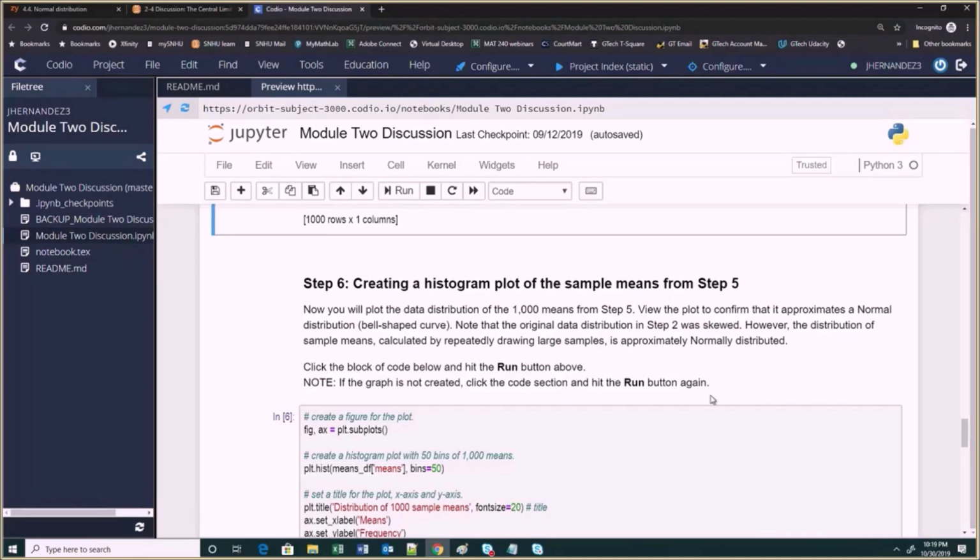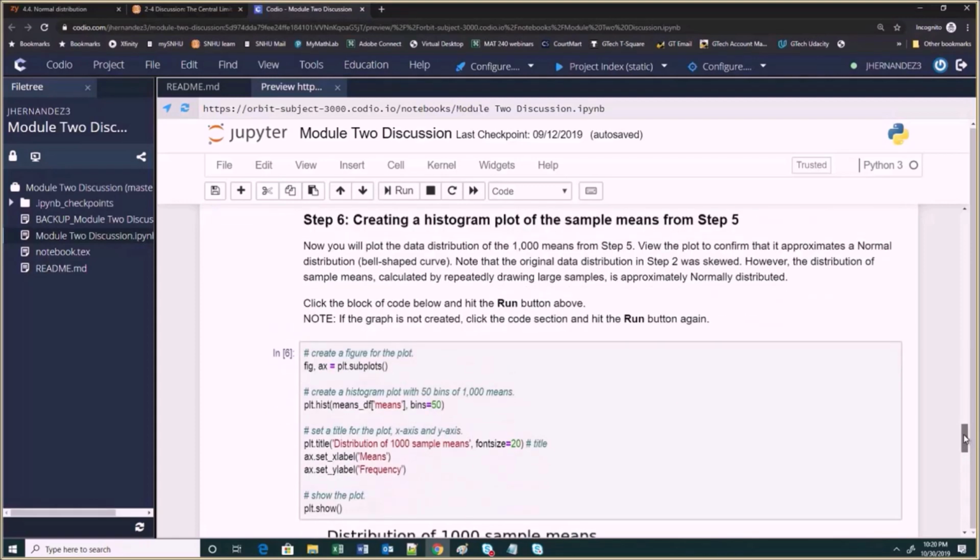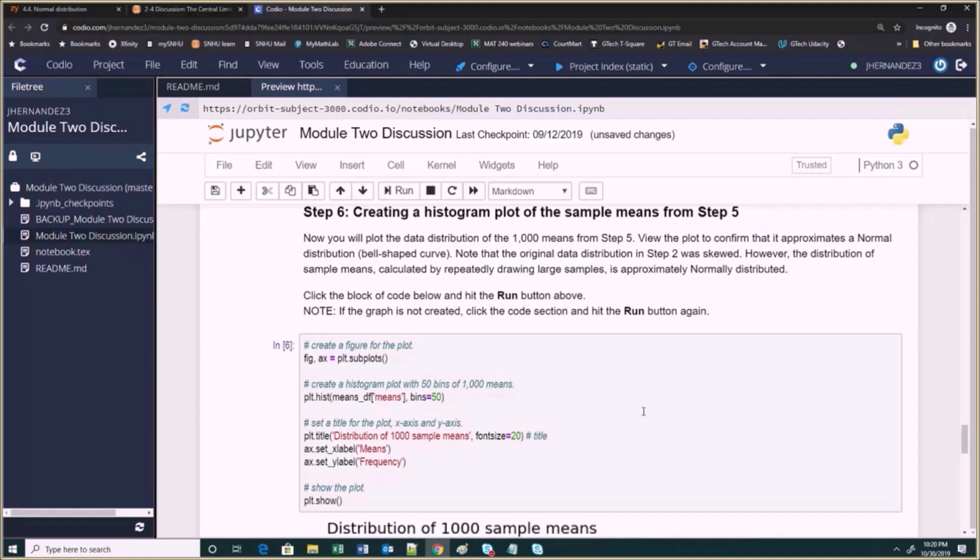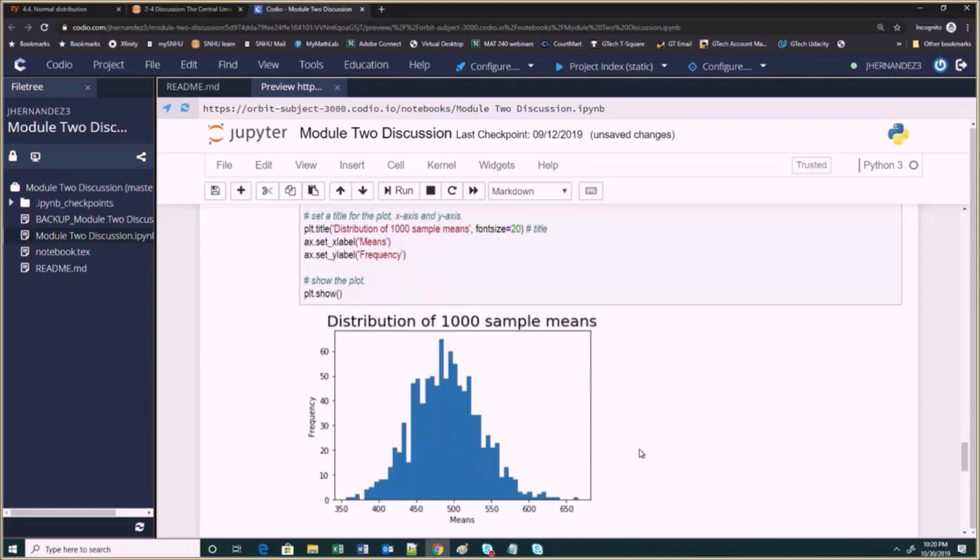So Professor Juan, do you expect this to be normally distributed or not? The answer is yes, based on the characteristics of the central limit theorem. That is correct, so we expect it to be normally distributed. So let's run this part of the code. And here's the distribution of 1,000 sample means, and take a look at that. It's approximately normal.